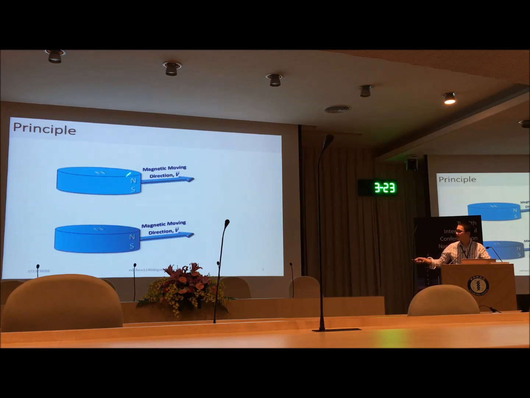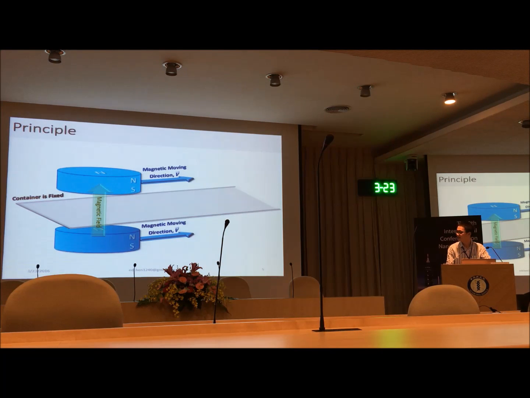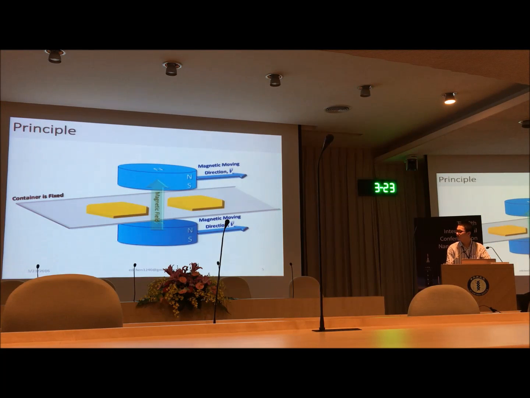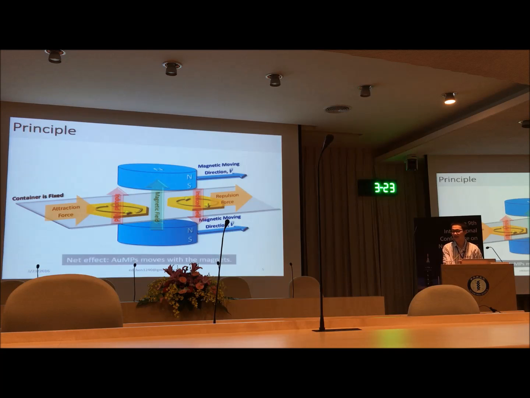I have two magnets that align in this way and they will move in this direction. In between them, they will generate a magnetic field like this. There's a container which is fixed, and the magnets move in this direction. Suppose there are two gold microplates here. The one will be attracted by the magnet, and the other one will be repelled by the magnet. And the net force is that the gold microplates will move along with the direction of the magnets.